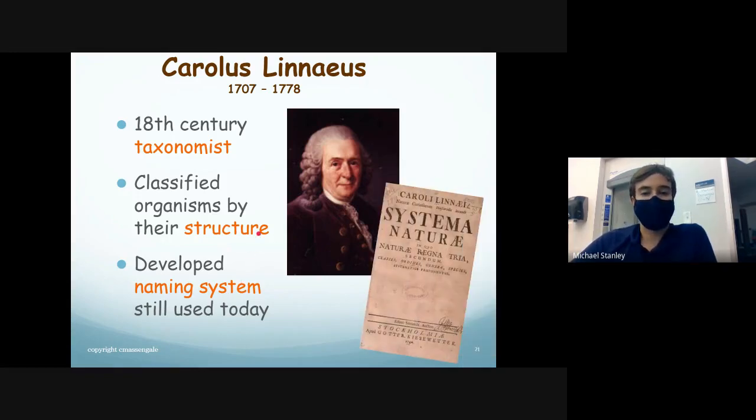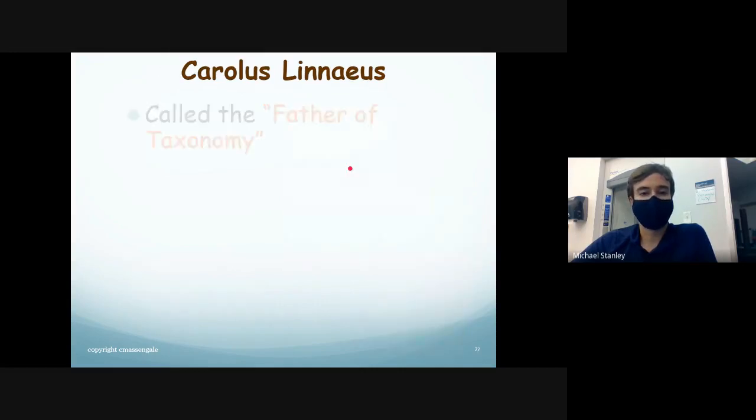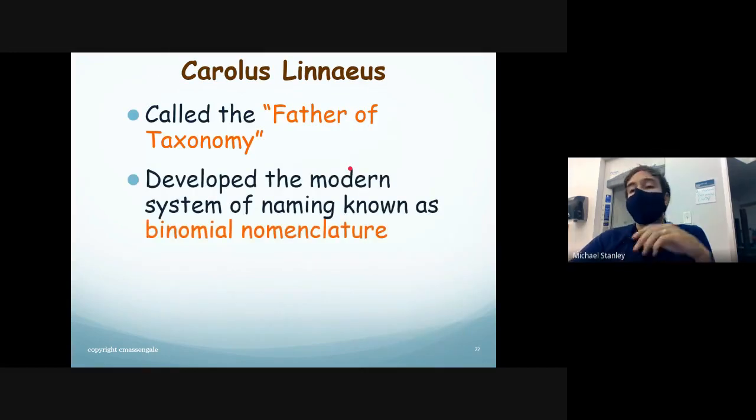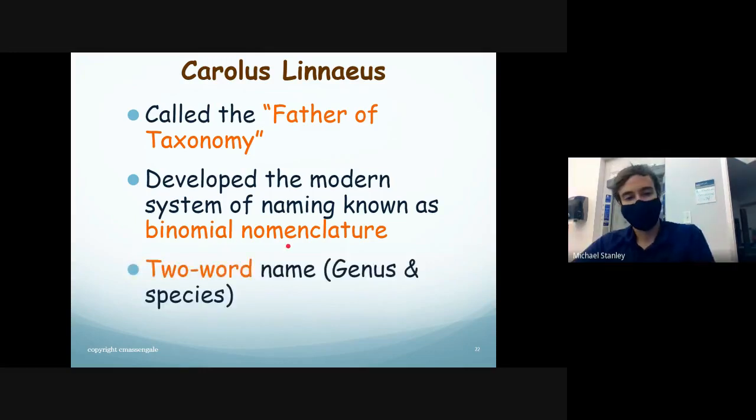So the system that he came up with has a very technical sounding scientific name of binomial nomenclature, which is really just a very fancy way of saying two word name. So binomial is like two numbers. And then nomenclature is like the official name for something. So binomial nomenclature is just a fancy way of saying a two word name. So like Mephitis earlier, two words.